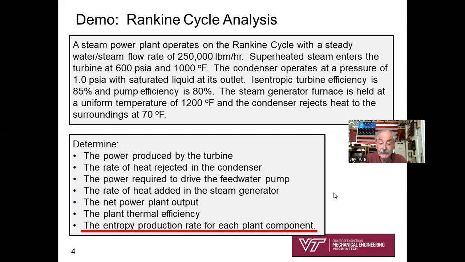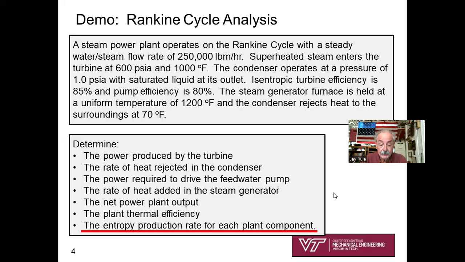Isentropic turbine efficiency is 85%. That's pretty standard. And pump efficiency of 80%, standard. The steam generator furnace is held at a uniform temperature of 1,200 degrees F, pretty standard. And the condenser rejects heat to the surroundings at 70 degrees F. That's just about room temperature.